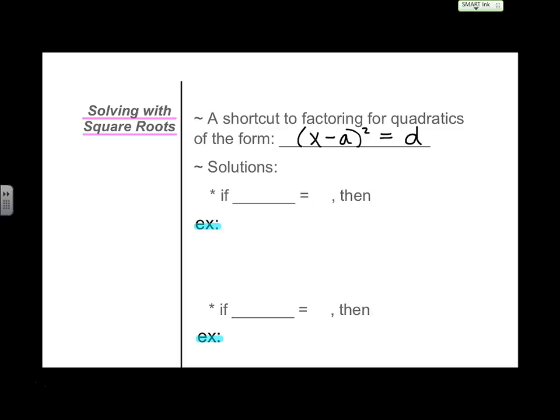However, just like yesterday, there are 3 different cases for us to watch out for. So I'm going to go ahead and try to show them to you here.